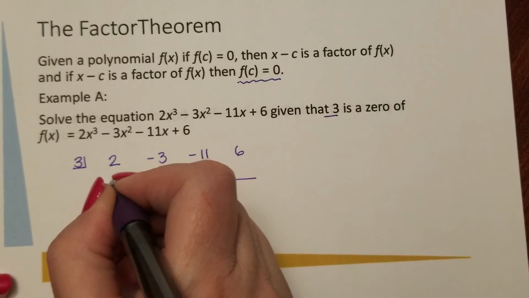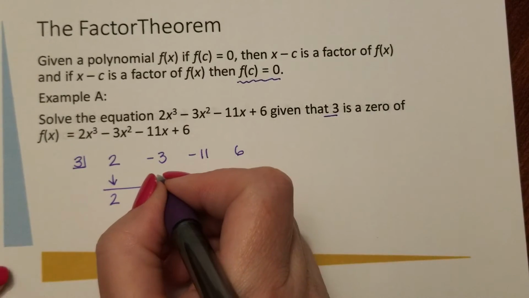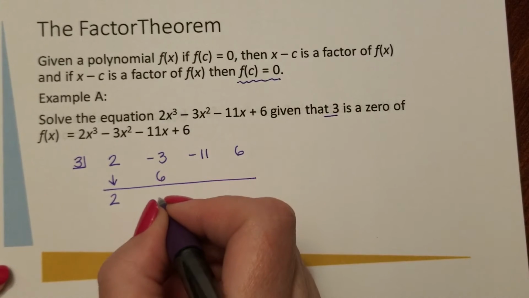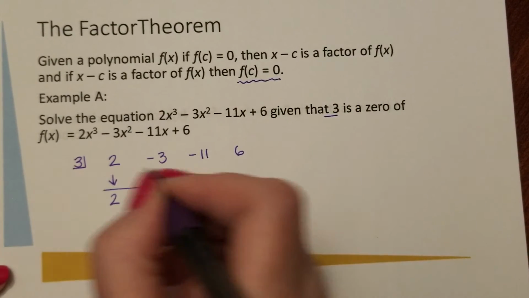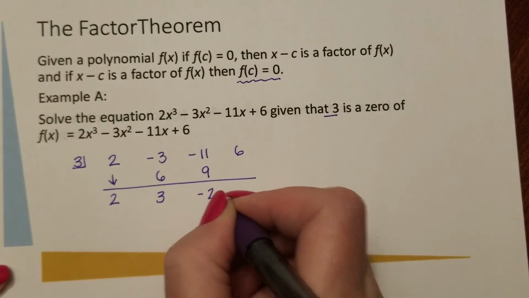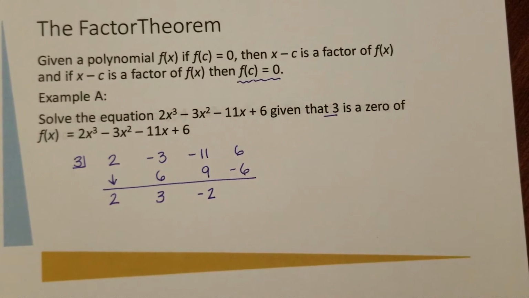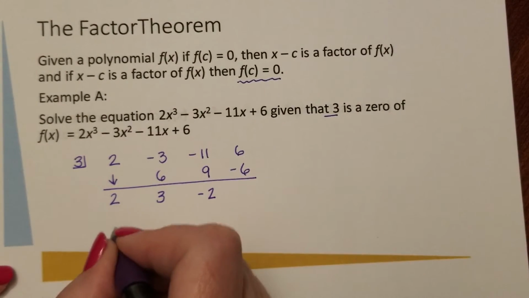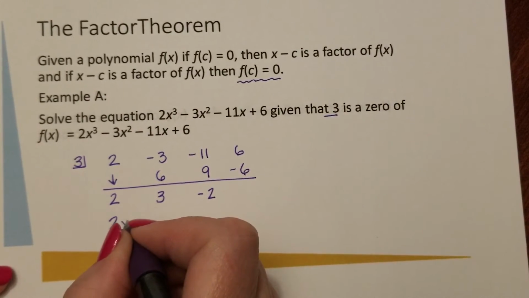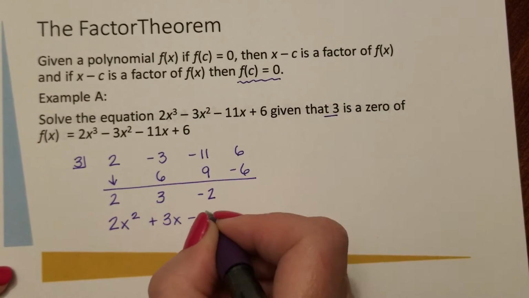So I'll do synthetic division. Drop that 2. 2 times 3 is 6. Negative 3 plus 6 is 3. 3 times 3 is 9. Negative 11 plus 9 is negative 2. And negative 2 times 3 is negative 6. So that gives me a remainder of 0. So this polynomial is 2x squared plus 3x minus 2.